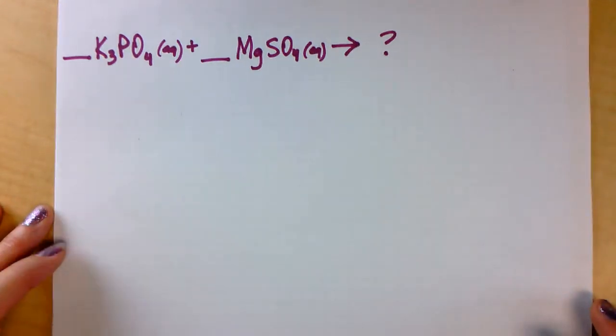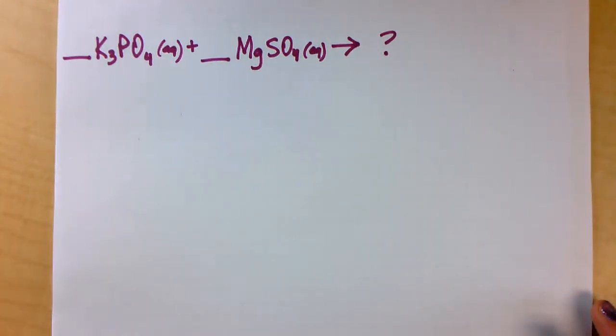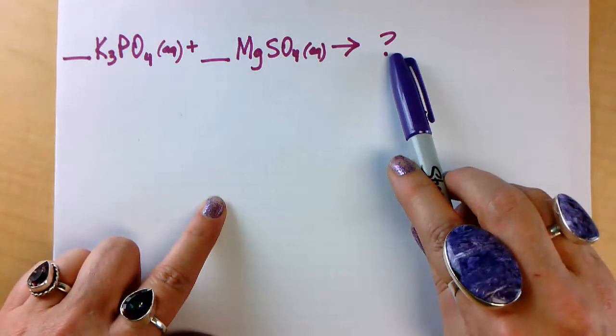Here we have K3PO4. Can you name that? You're correct if you said potassium phosphate, and it is soluble according to our solubility rules number 1. Potassium compounds are soluble. We're going to react that with MgSO4. Do you know what that is? You're correct if you said magnesium sulfate. It is also aqueous. If we look at our solubility rules, rule number 5, sulfate is soluble. So these are going to be reacted together, and we have to predict the products.